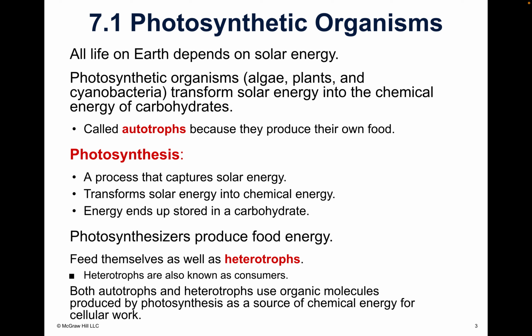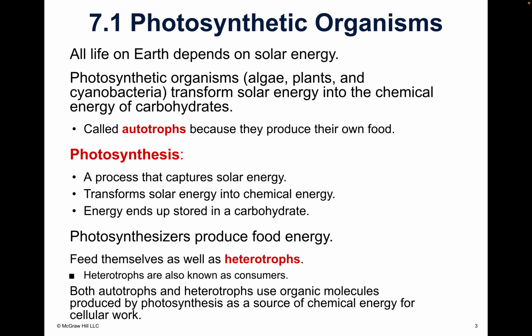So all life on Earth depends on solar energy, which we explored in chapter 6. Photosynthetic organisms like algae, plants, and cyanobacteria transform solar energy into the chemical energy of carbs. These things, algae, plants, and cyanobacteria, are called autotrophs because they make their own food. Humans are heterotrophs because something else feeds us. We are not automatic autotrophs like algae, plants, and cyanobacteria.